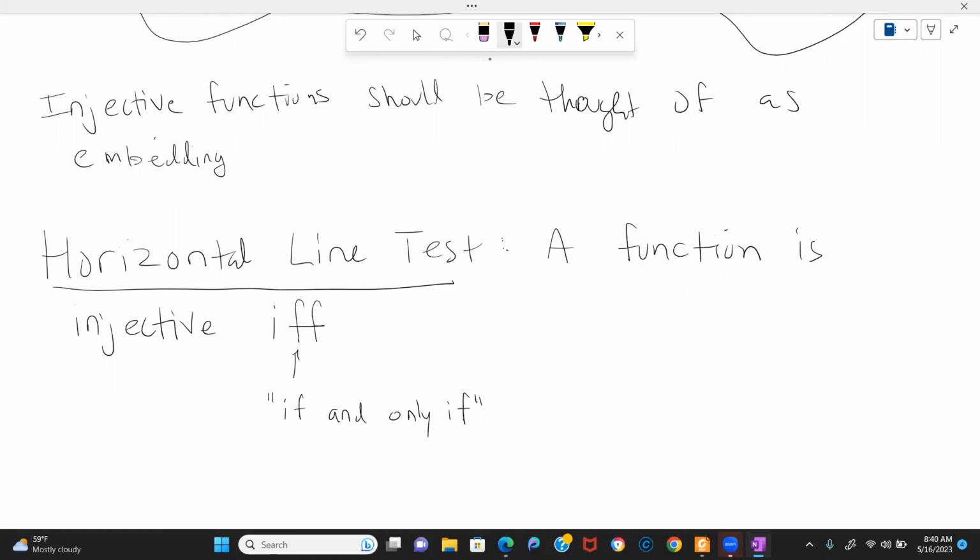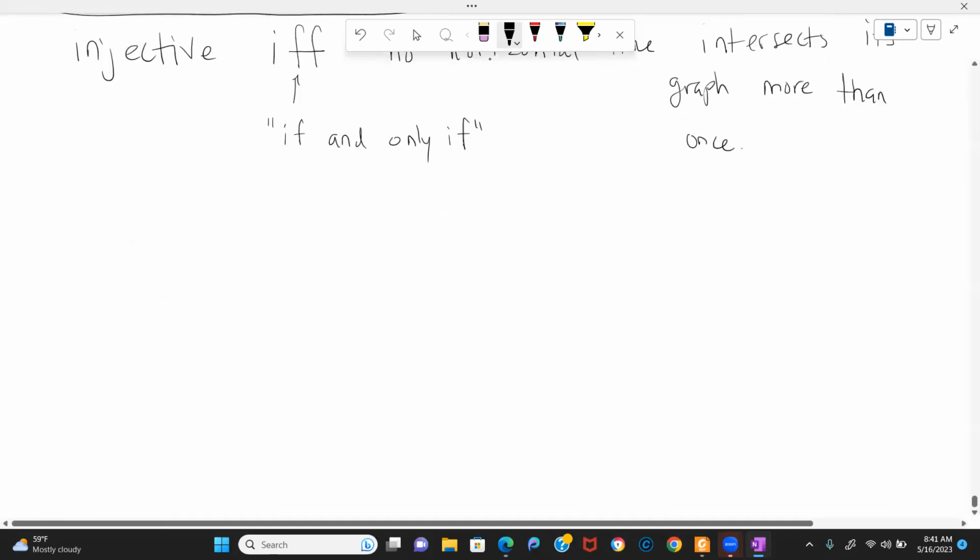So a function is injective if and only if no horizontal line intersects its graph more than once. And of course, what we mean by it is the geometric representation of the graph. Because remember, the graph is a set. It's a set of ordered pairs, right? Well, you can represent the set geometrically, and so that's what we mean. So why is this true?